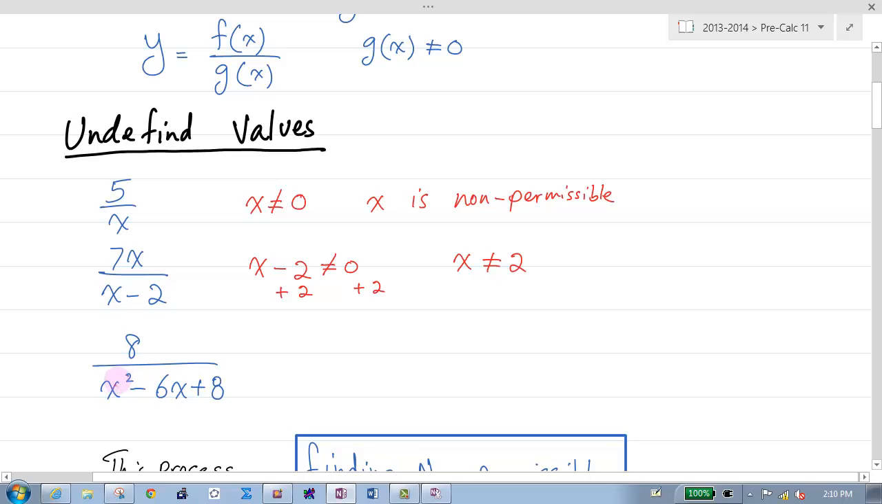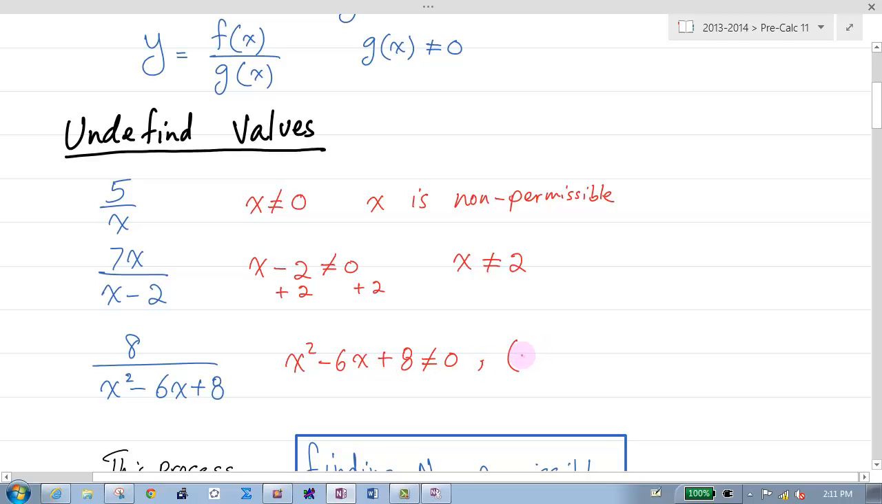We have 8 divided by x squared minus 6x plus 8, right? Okay, right away we can't see what the non-permissible values are, but we know that x squared minus 6x plus 8 would make this expression undefined if it is equal to 0. So x squared minus 6x plus 8 equal to 0 would make this undefined. We go, okay, then the denominator cannot be equal to 0. I put a slash through it. We go, okay, but I don't know what values of x, so I'm going to factor this.